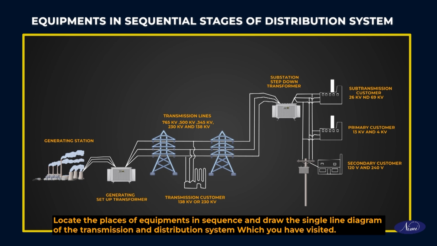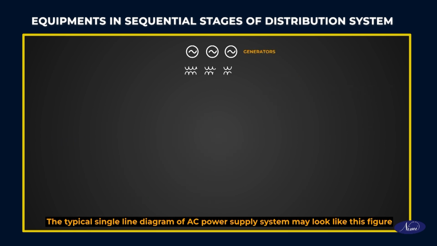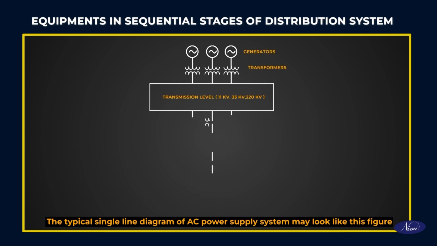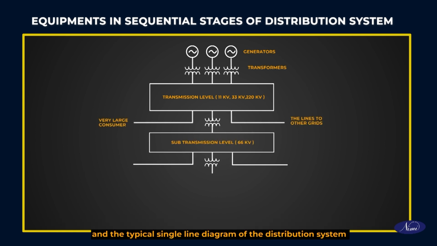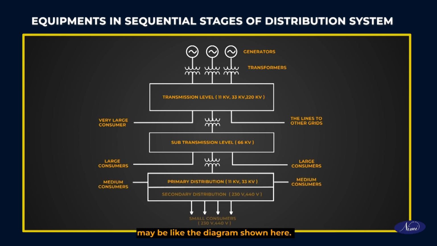which you have visited. The typical single line diagram of an AC power supply system may look like this figure, and the typical single line diagram of the distribution system may look like the diagram shown here.